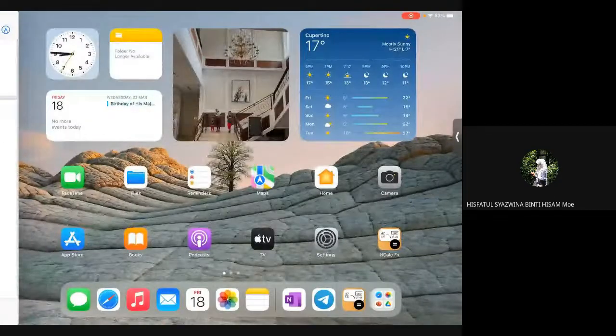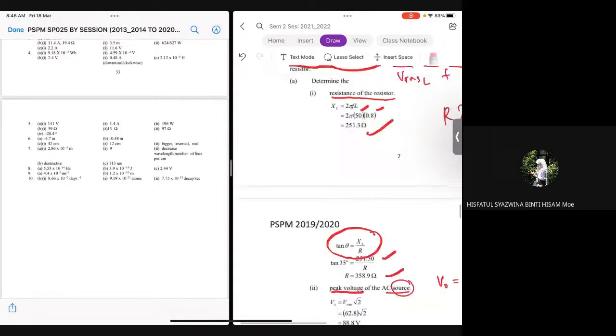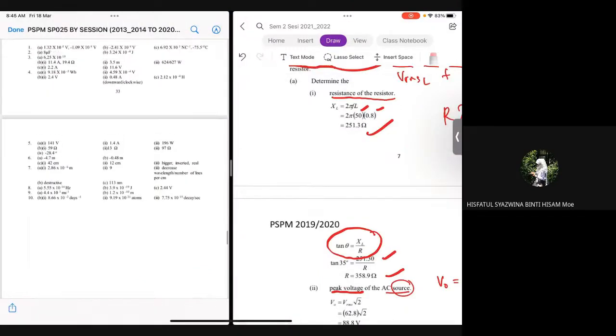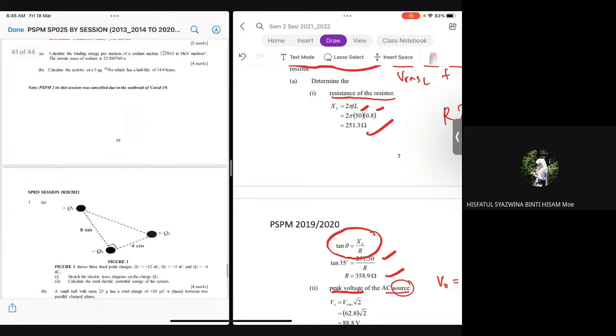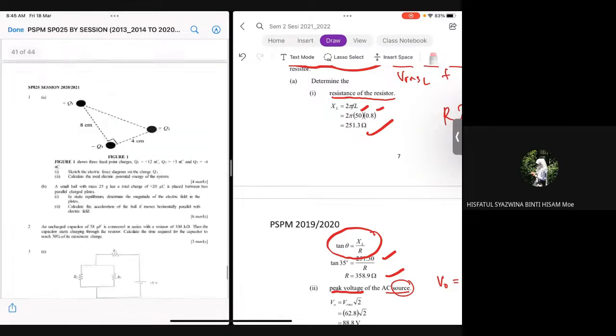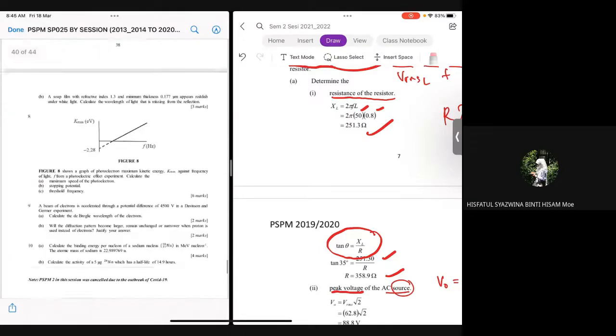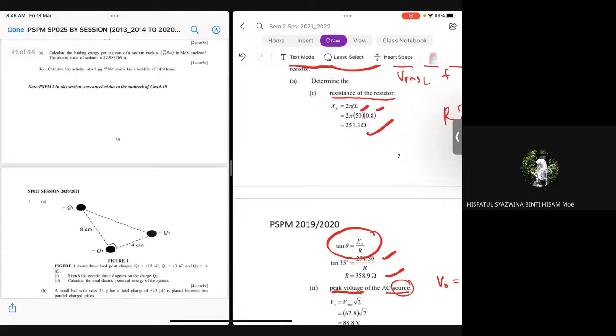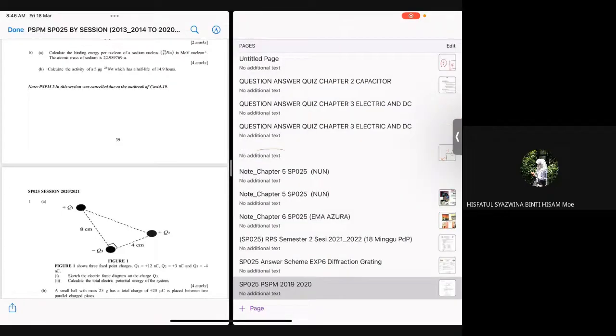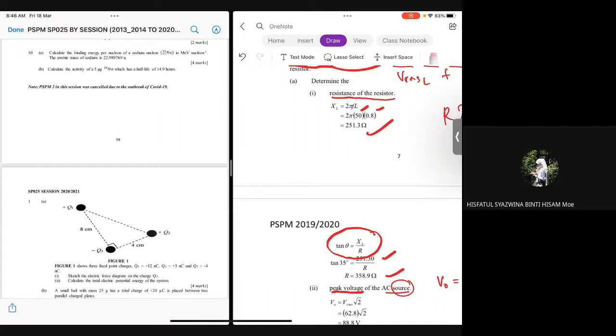Tak. Lain macam semua jawapan ni. Ini 18. 2019 tak ada. Oh, PSPM 2019 ni cancel due to COVID. Oh, so ini bukan jawapan ni lah. Okay. Yap. Ini jawapan. Jangan guna jawapan ni.